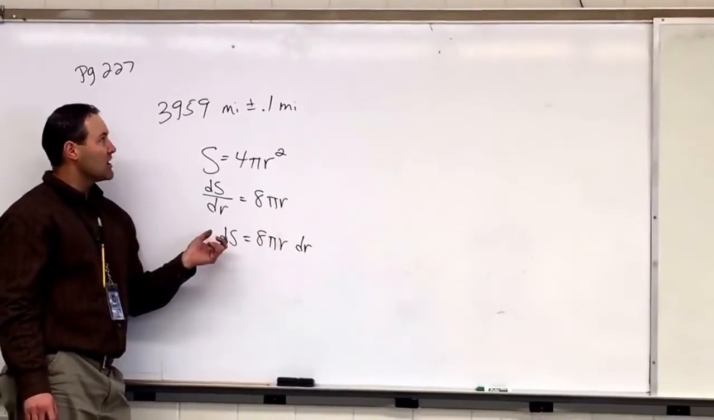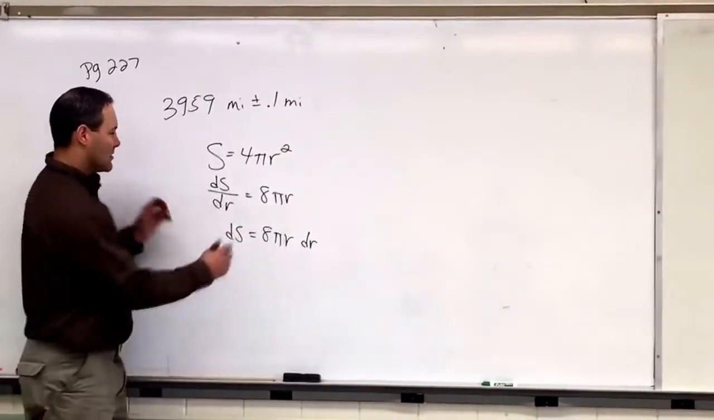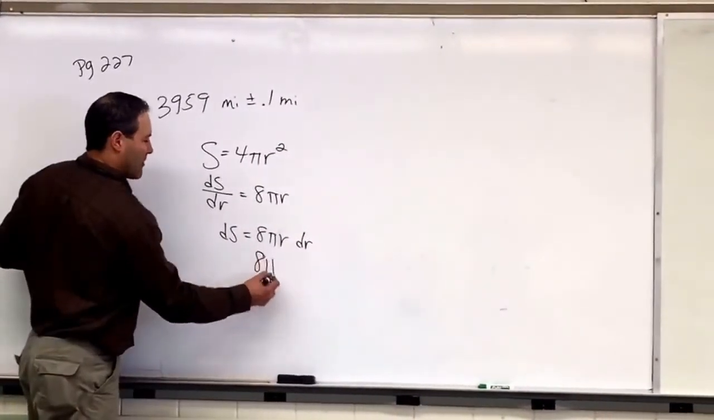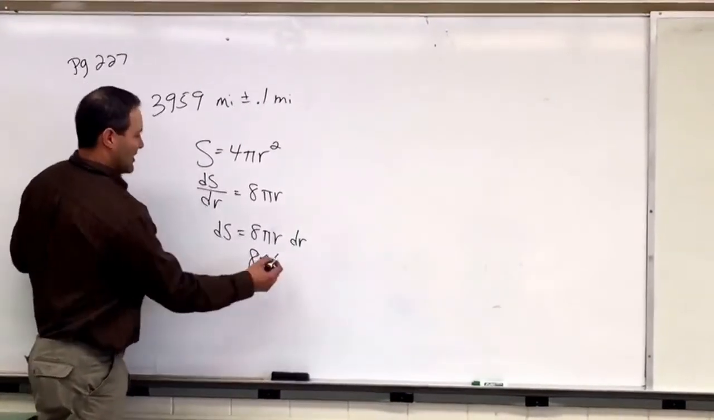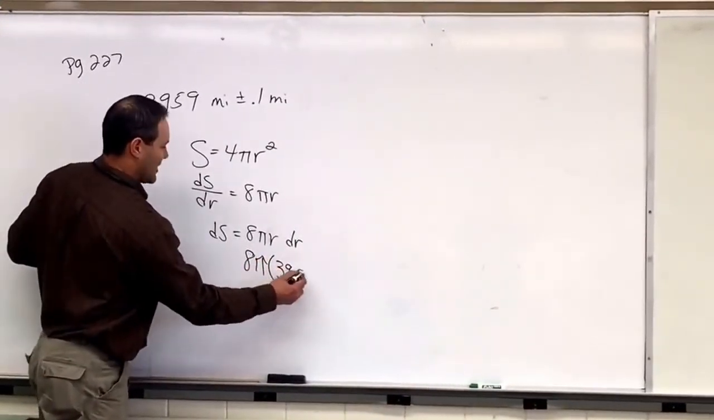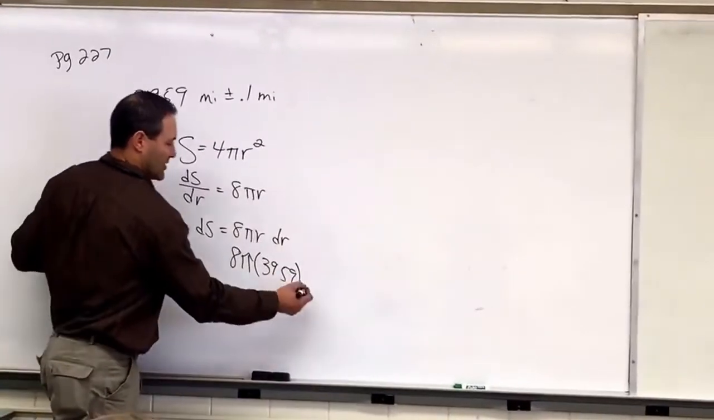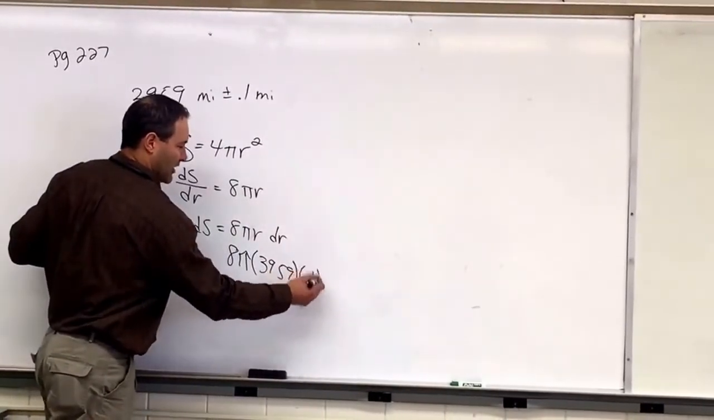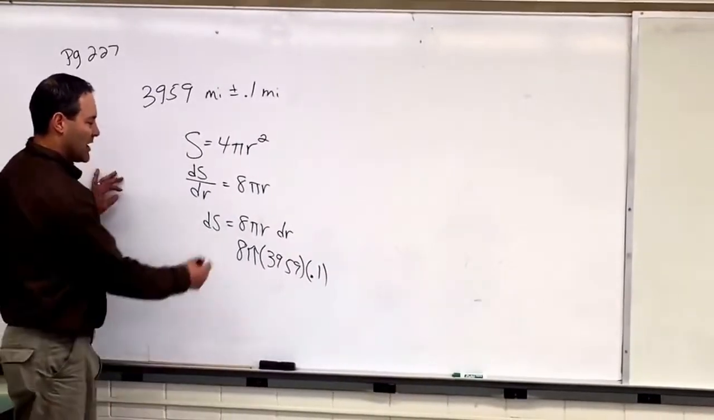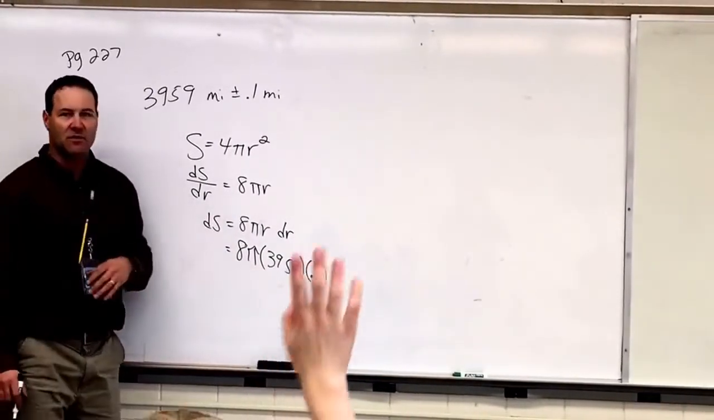Okay, so our change in surface area would be 8 pi, our radius would be 3,959, and our tolerance, or error, would be 0.1, and that will give you the change in the surface area.